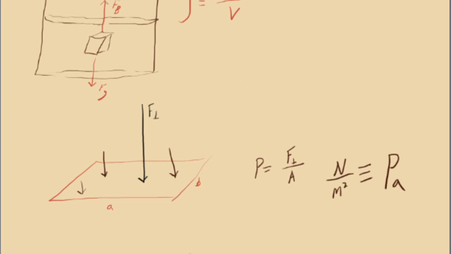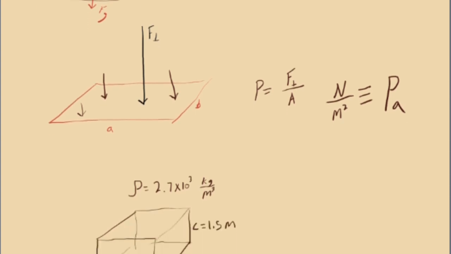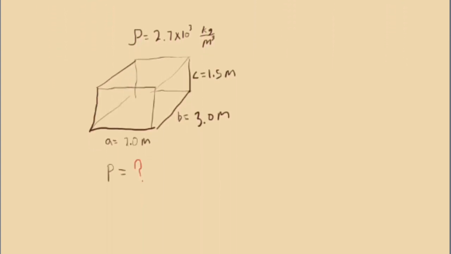So let's apply these two concepts and try to figure out, if we're given this object, we have some box, and we're told its dimensions are 2 meters, the width, the depth is 3 meters, and it's got a height of 1.5 meters. And if we're told the density of this object is 2.7 times 10 to the 3 kilograms per meter cubed, what is the pressure that is being applied to our surface, where this box is contacting whatever surface it's resting on?